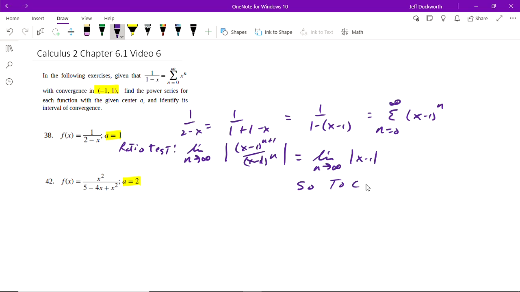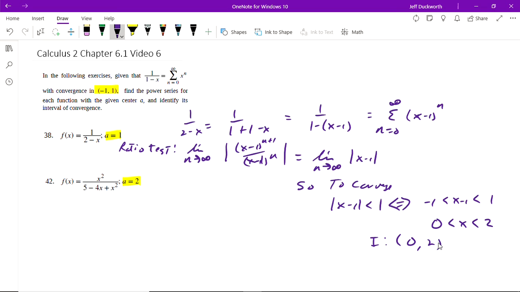So to converge, the absolute value of x minus 1 has to be strictly less than 1. And that's the same thing as saying -1 is less than x minus 1, which is less than 1. And then when I add 1 to each, I'm going to go here to 0, x, and 2. So my interval of convergence, I, is going to go from 0 to 2. So that's the first one.